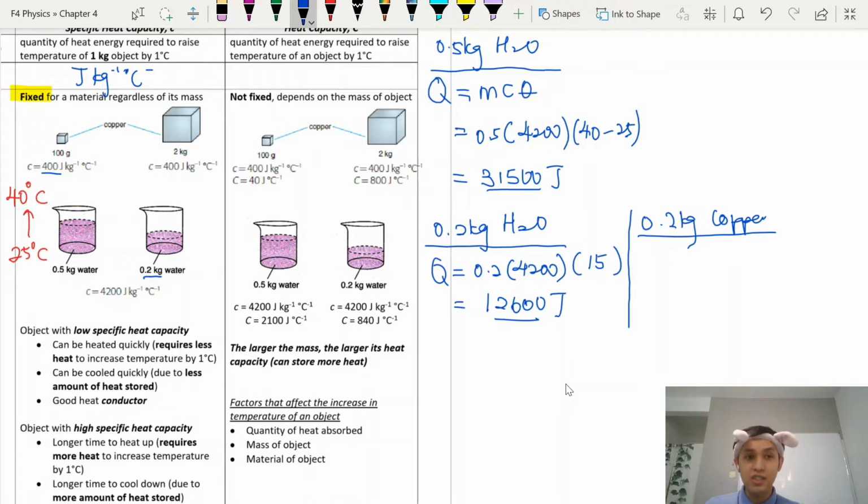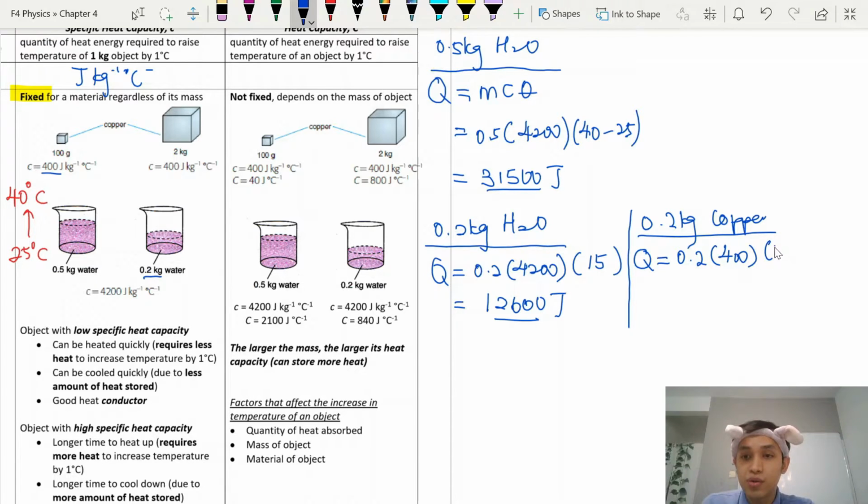Now, logically thinking, a metal and water, of course the metal will heat up faster. Everyone knows that a metal will heat up faster. What we are trying to do here is prove by calculation the theory that metal heats up faster. So I'm going to substitute into the formula: 0.2, and for the specific heat capacity, of course, I need to use the value for copper. The reference value for copper is 400.